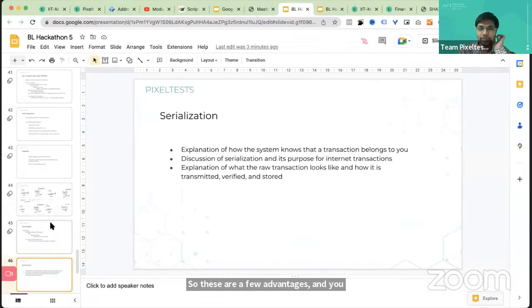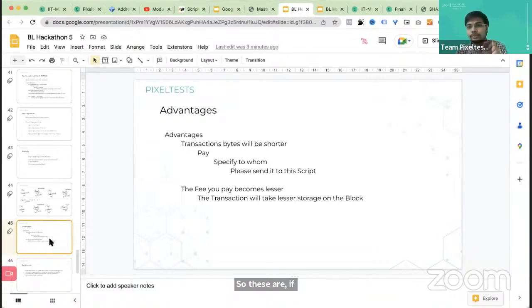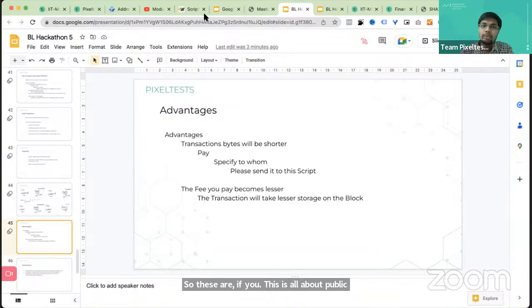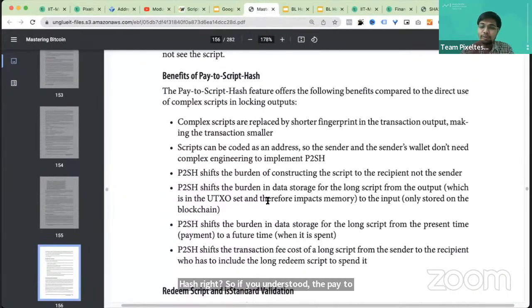So these are a few points from our previous lecture. This is all about pay to script hash. If you understood pay to script hash, this brings us to the conclusion of today's session, because as I've mentioned, this session will be shorter because this ends the revision of module 5. Half of module 5 we discussed in our previous hackathon. So now you understood pay to public key hash and pay to script hash.